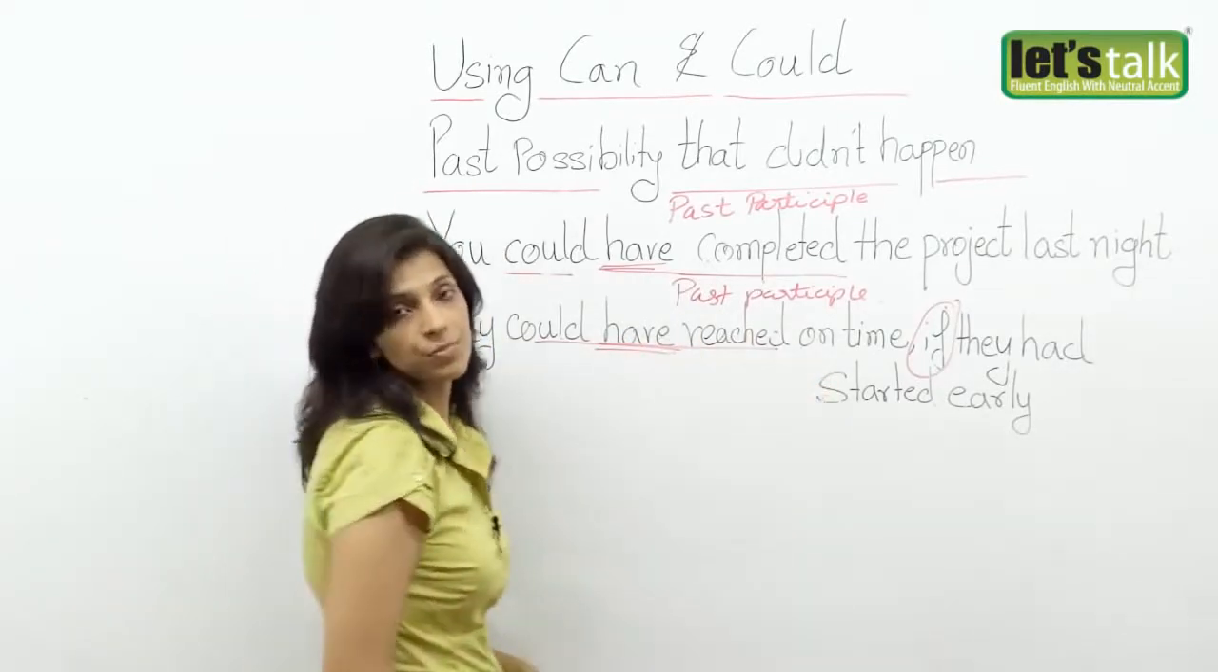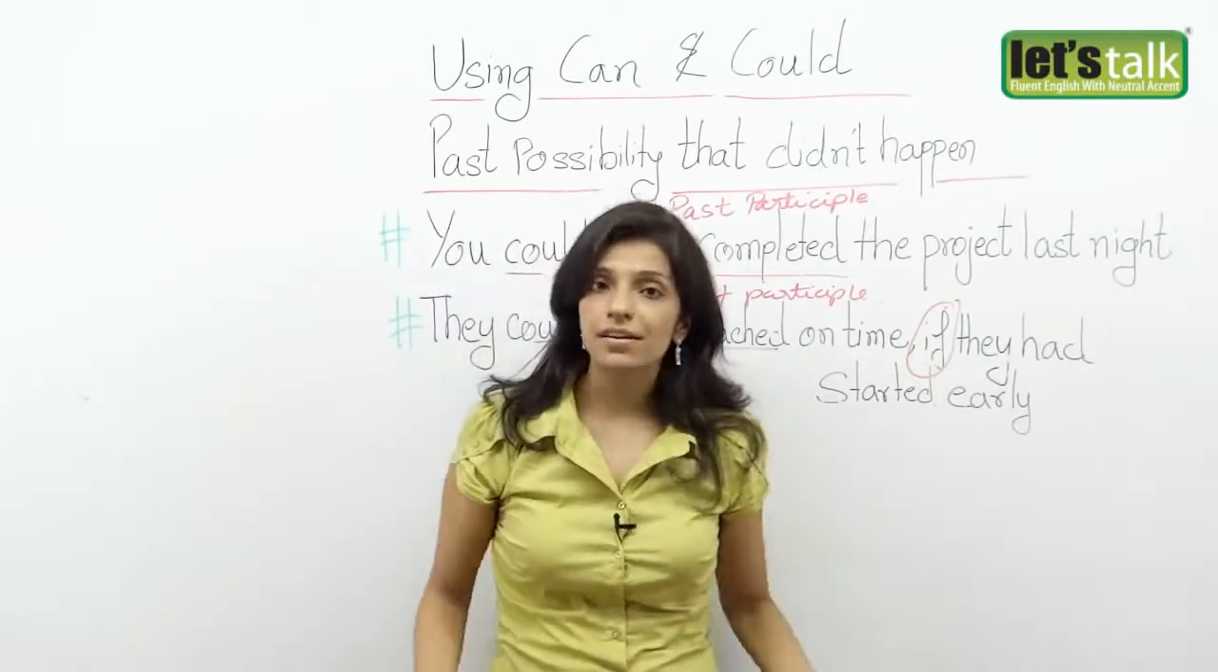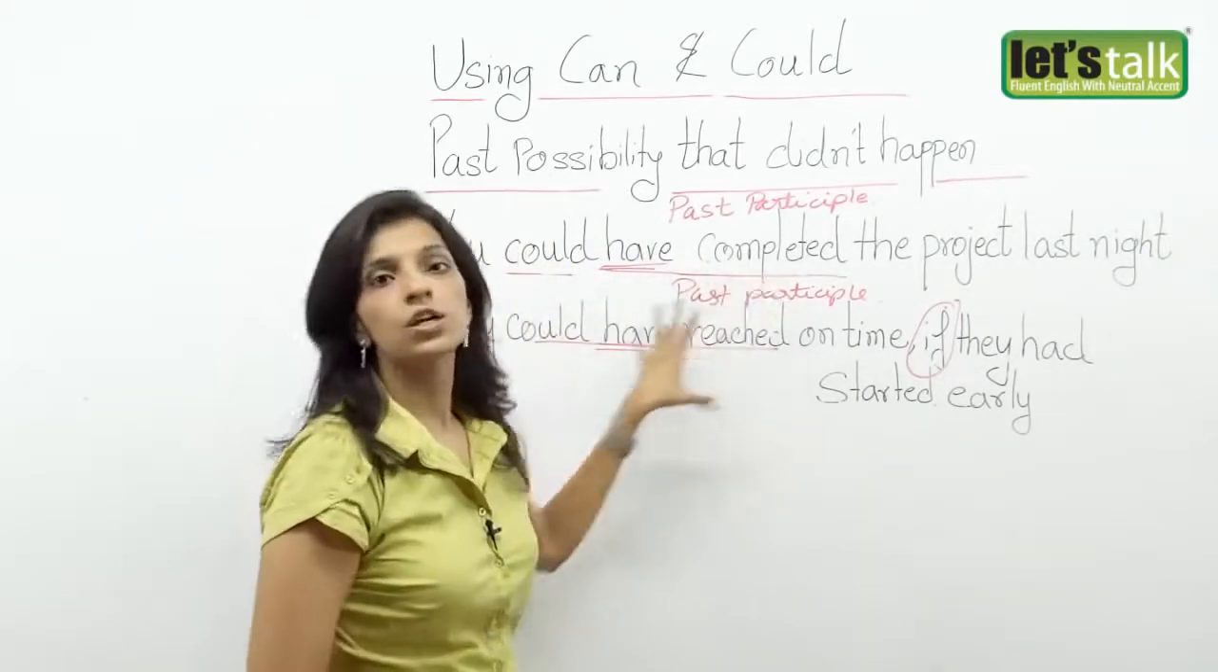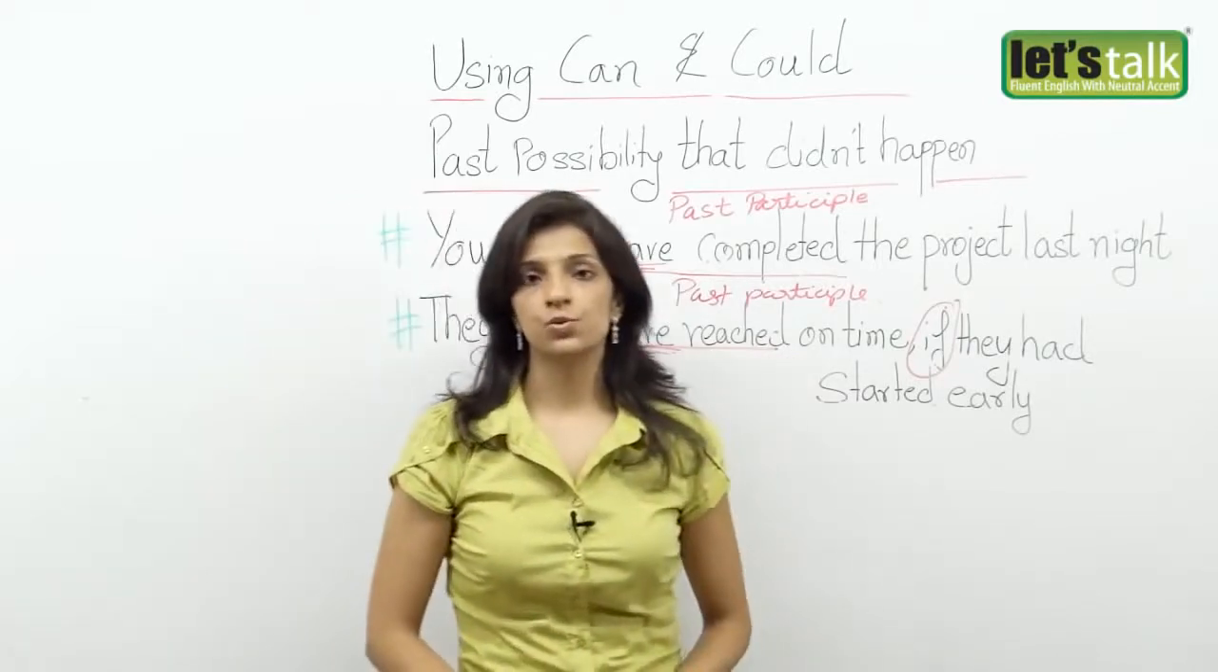So when you want to say something that was possible in the past and didn't happen, you say could have done, could have gone, depending on the situation.